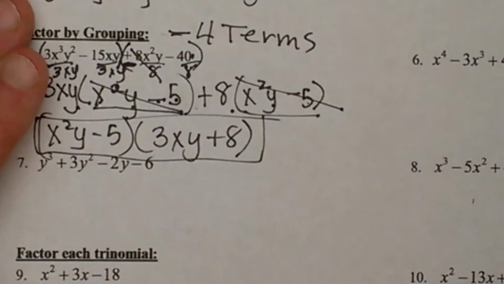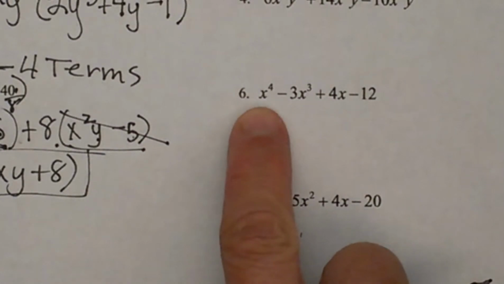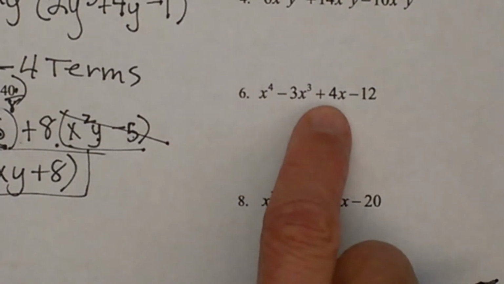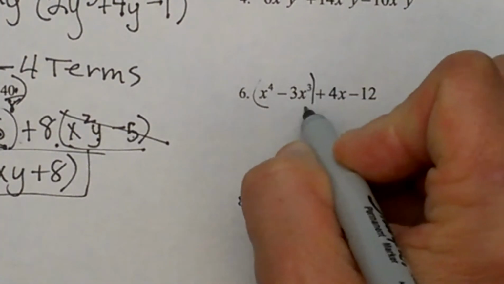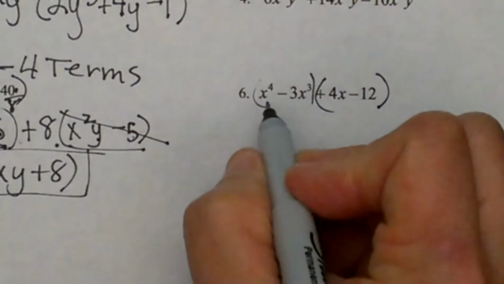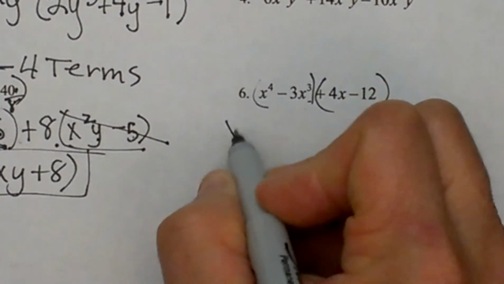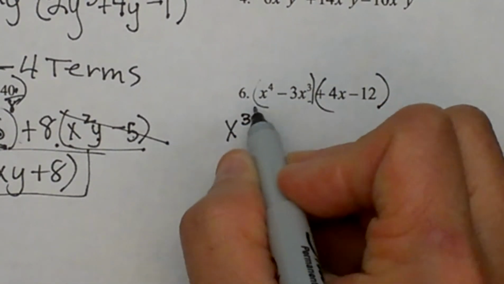Okay, let's look at one more example of those. We have x to the 4th minus 3x cubed plus 4x minus 12. So again, by grouping, you group the first 2 together, you group the back 2 together. Take out your common factor. It doesn't have a coefficient, but it's got an x to the 3rd, so the x cubed is the lowest power.